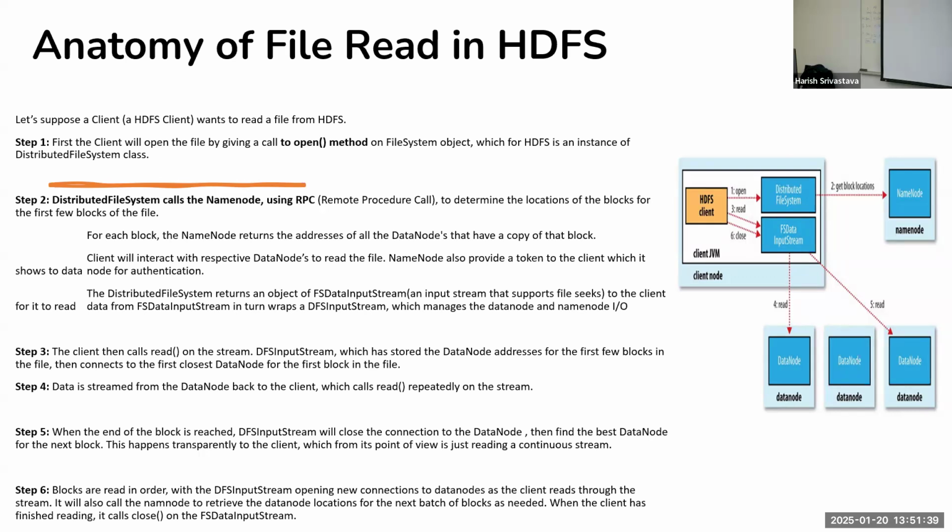When will it give it? Once the name node gives a token to the client which shows the data node that it is authenticated. Once it is authenticated, then only the data will be allowed to be retrieved. Once the authentication is established, when the token is approved or accepted, the data can be read from all these data nodes.